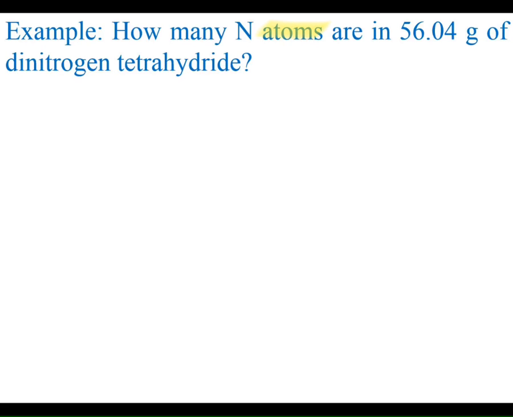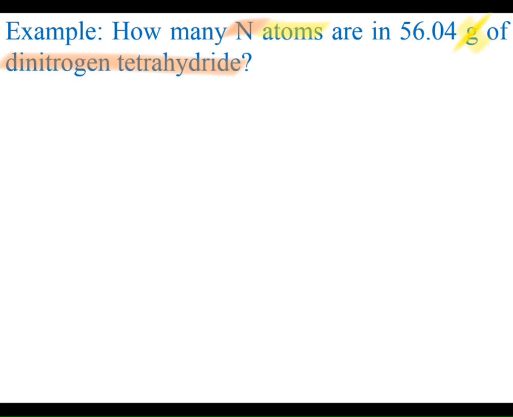How many atoms? What does that tell you you're going to have to use? Avogadro's number. Are in 56.04 grams. What does grams mean you're going to have to use? Molar mass. Now the new clue we're seeing is this. Here I have nitrogen. Here I have dinitrogen tetrahydride. 2 different things, right? So whenever you see two different substances, we're going to use what's called this mole-to-mole ratio.